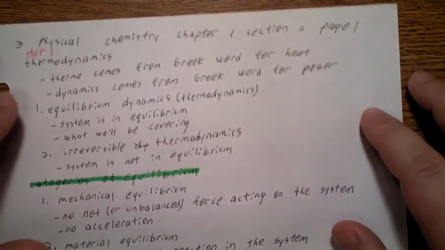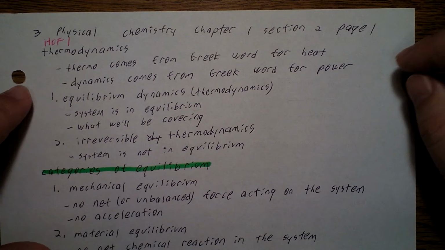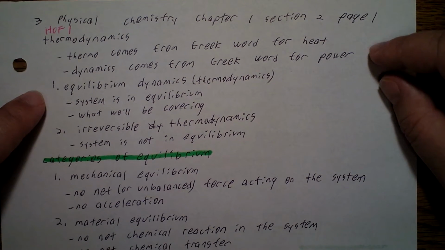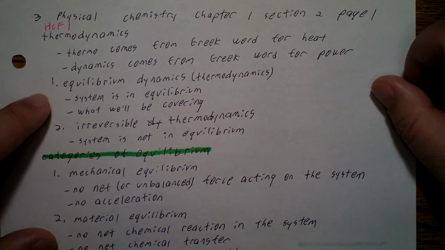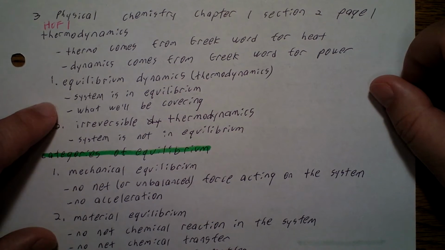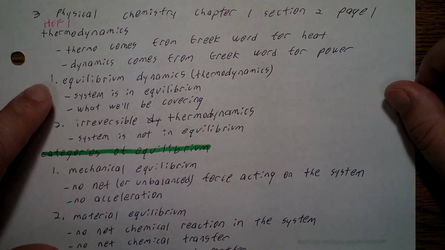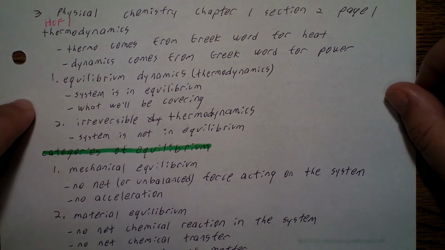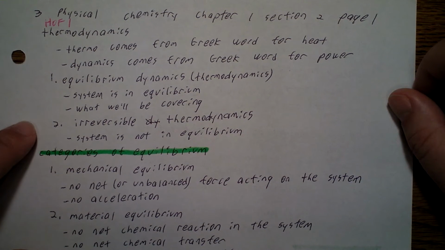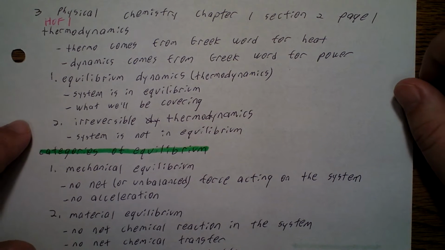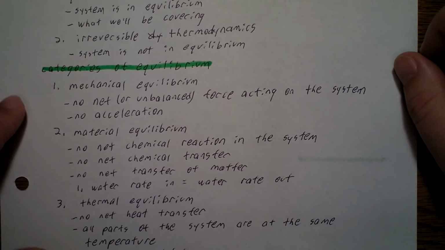Now we're in Chapter 1, Section 2. Thermodynamics. Thermo comes from the Greek word for heat. Dynamics comes from the Greek word for power. Now, there are two types of thermodynamics. One is equilibrium thermodynamics, or just thermodynamics. That basically means exactly what it is. The system is in equilibrium, and this is what we're going to be covering almost exclusively. There's also irreversible thermodynamics, which means the system is not in equilibrium. We will be briefly mentioning this on occasion, but not a whole lot.